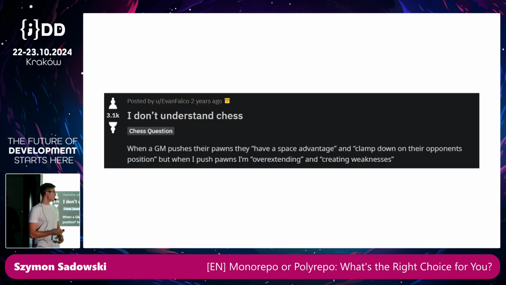Which actually reminds me of one of my favorite posts on Reddit ever. It goes like this: when a grandmaster pushes their pawns, they have space advantage and clamp down on the opponent's position. But when I do that, I am overextending and creating weaknesses. So there is some kind of duality here.